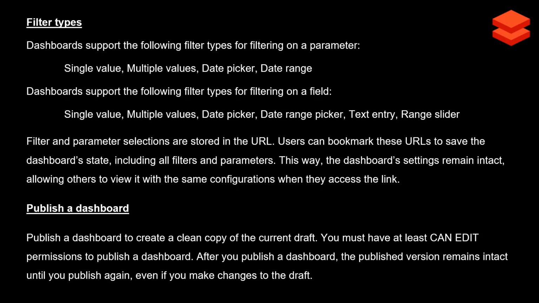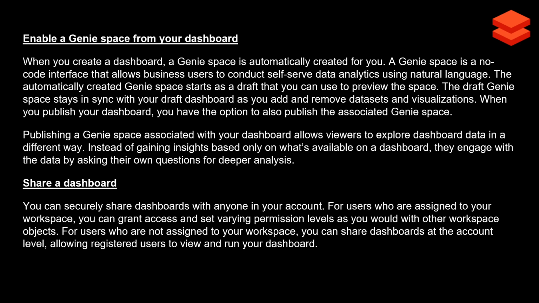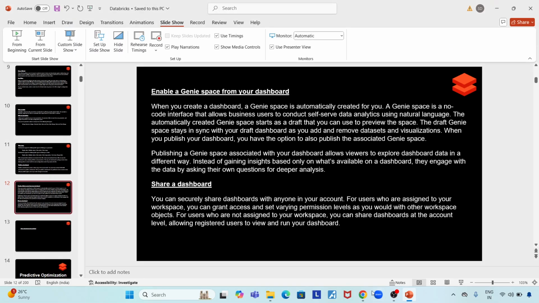Publish is the final save button. You can think of it like that, but that doesn't mean that the draft version is not getting saved. The draft version is always getting saved. The published version is the one that is published, and you can share it across at the account level as well. Similarly, again, it's an AI/BI dashboard. So when I say it's an AI/BI dashboard, what exactly is it? AI assisted. Now let me go back and show you how it works.